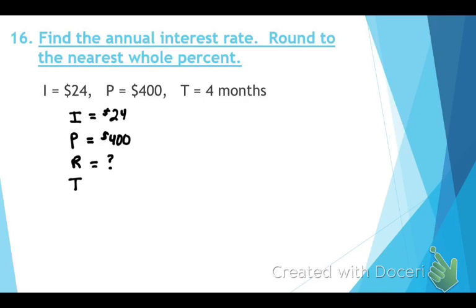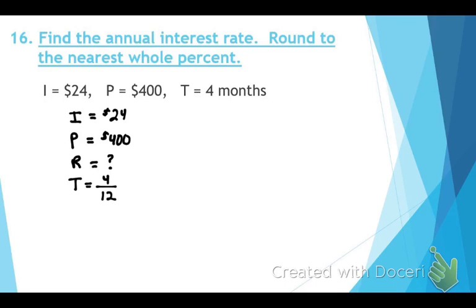Now we've got the T. What is the T? 4 months. Do we want our time to be in months? No. What do we want it to be in? Years. So remember that little piece of information. How many months are in a year? 12. So 4 out of 12 months means 4 twelfths.